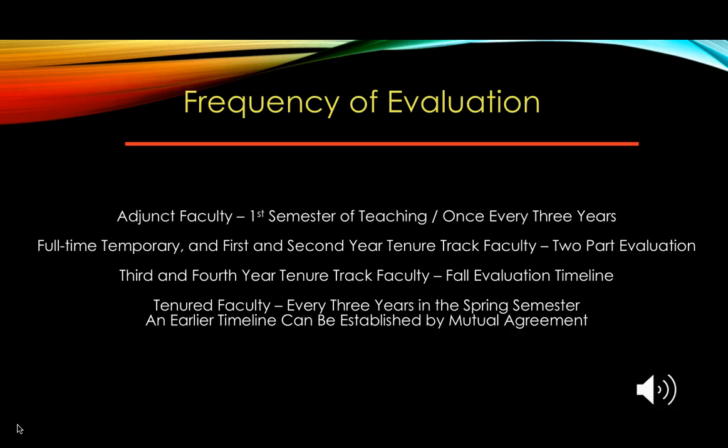Third and fourth year tenure track faculty are evaluated in the fall semester with a completion deadline by the end of week 12. Tenured faculty are typically evaluated every 3 years in the spring semester with a completion deadline by the end of week 10. The evaluatee and immediate administrator can mutually agree to an earlier timeline if either party makes a request.